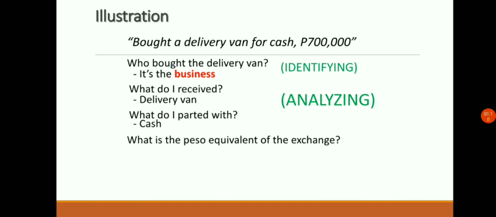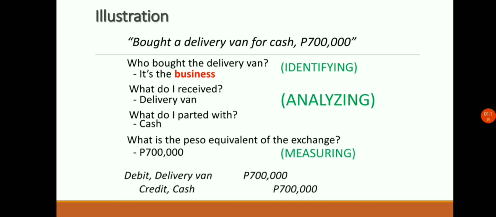And next, what is the peso equivalent of the exchange? That is the 700,000 pesos. So we then say, debit delivery van, 700,000 pesos, and credit cash, 700,000 pesos. So this is now the journalizing.